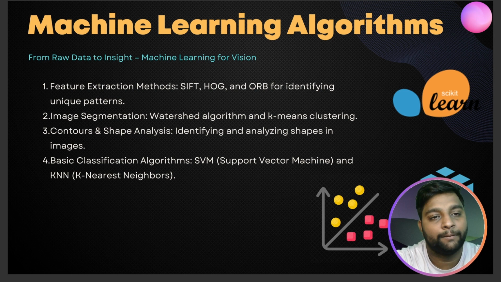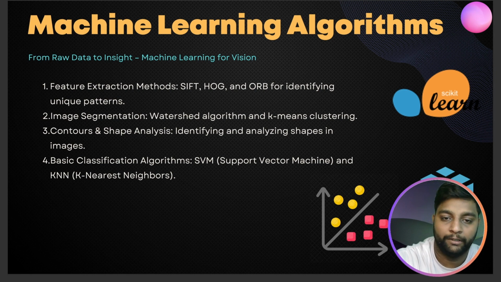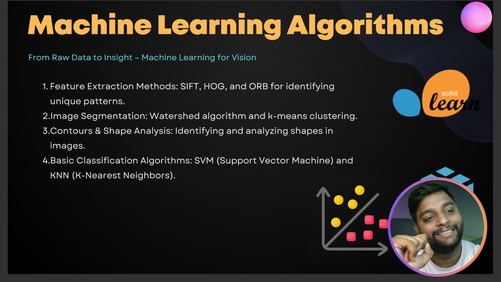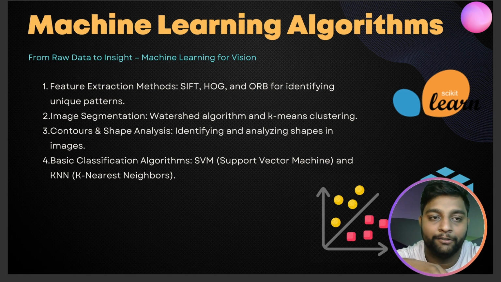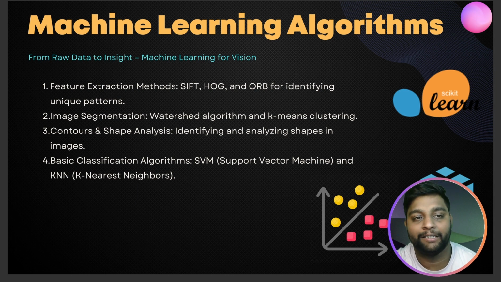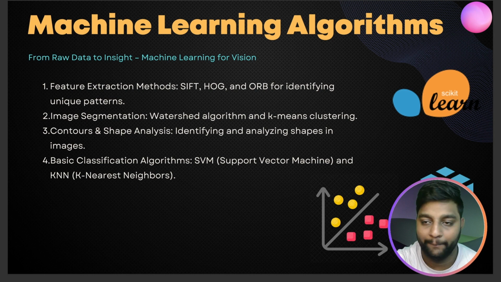Machine learning algorithms, especially for computer vision. Generally, normal machine learning for text, you will get different encoding techniques, linear regression, logistic regression, all those come in. Encoder and decoder actually come in NLP, in the transformers architecture. For machine learning using vision, you have feature extraction methods like SIFT, HOG and ORB for identifying unique patterns in your images. These are mainly used for computer vision images only. These are some of the algorithms you can go through.